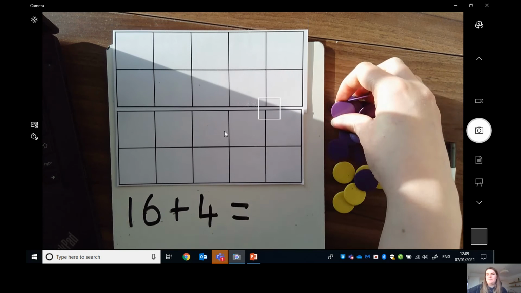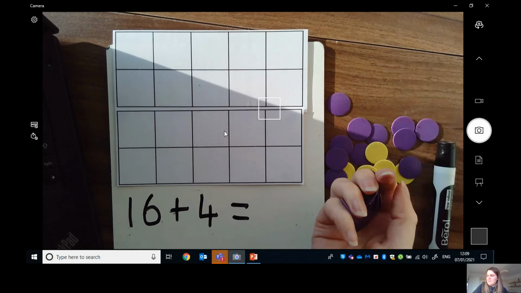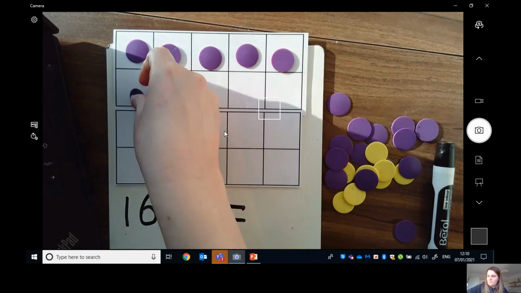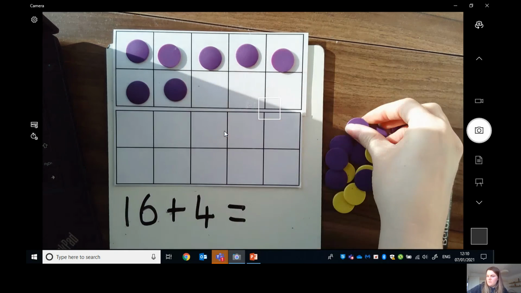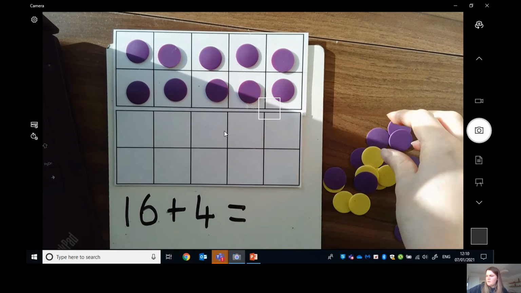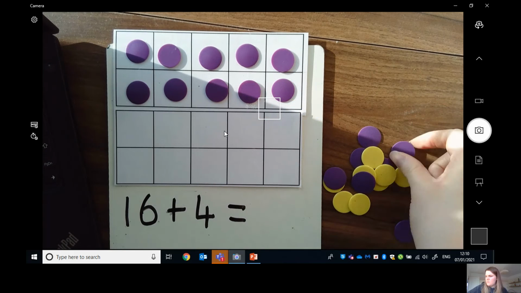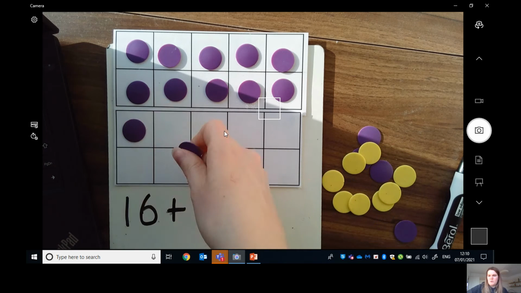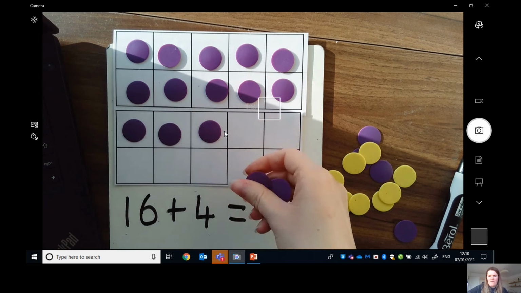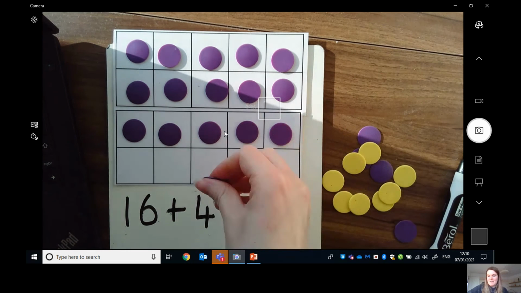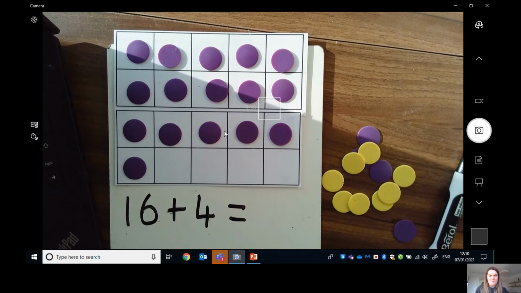Let's see what we do next. I find my 16. You are absolutely right. So let's get my 16. I don't need to count all the way from 1 because I know that I can get my 10 first. So now you're going to help me count all the way to 16. So let's go. 11, 12, 13, 14, 15, whoop, it's gone away, 15, 16. I've got my 16.